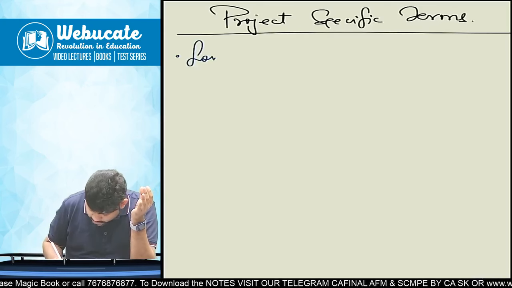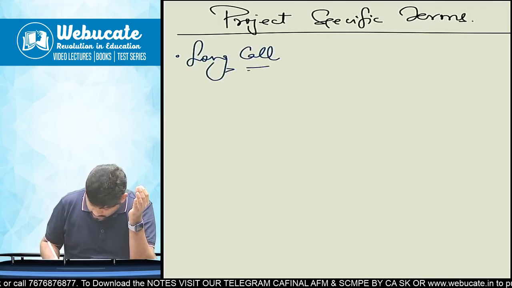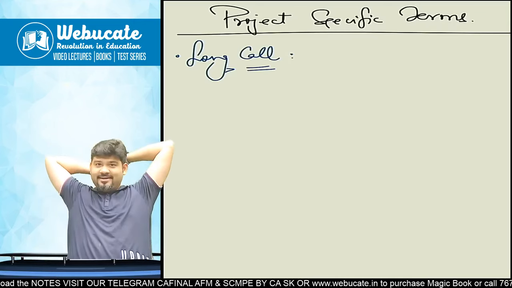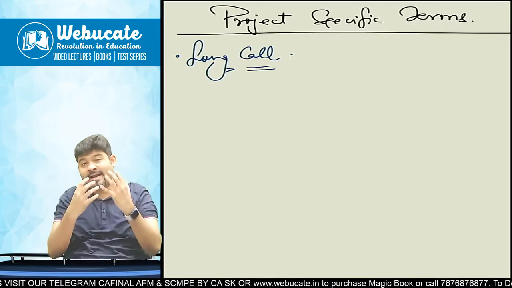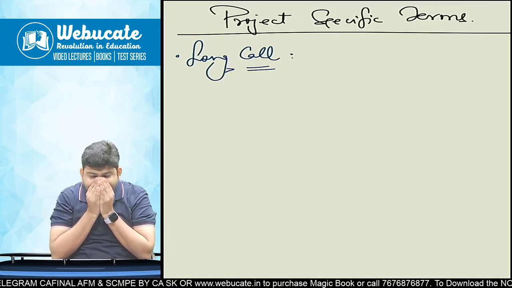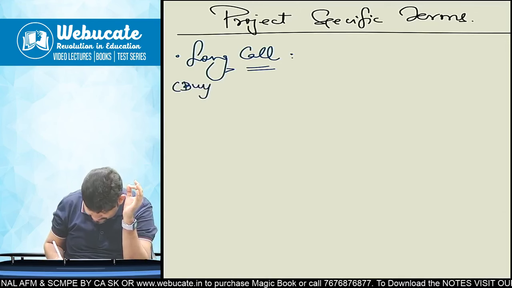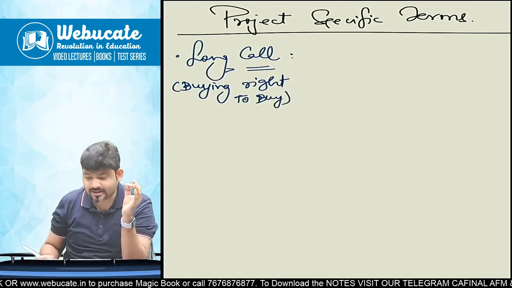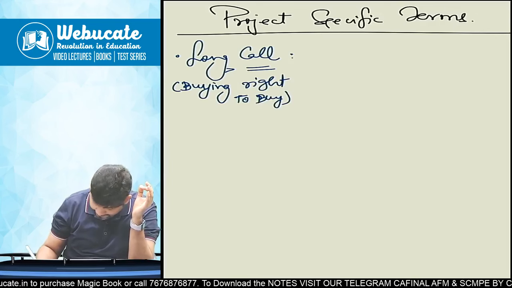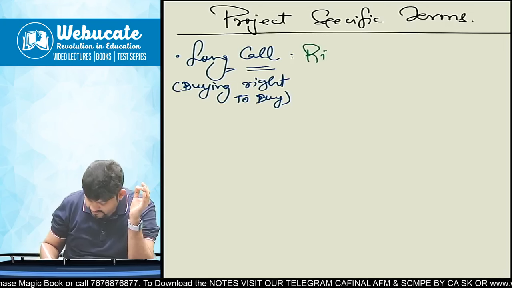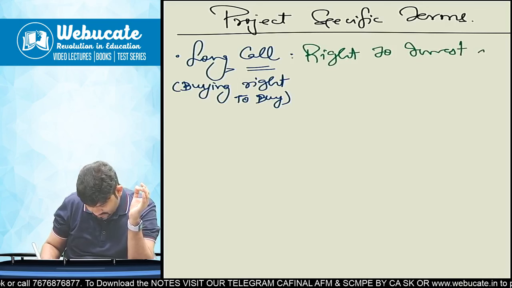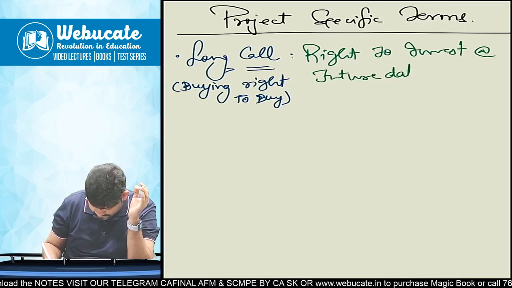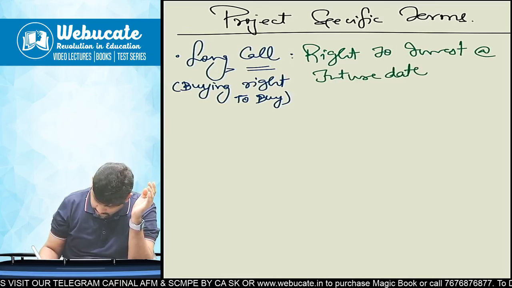So one term that is used here is called a long call. What is a long call? Right to invest at a future date. Long call: right to buy. What is call? What is long? Buying, right to buy. Are you understanding? So this is like buying a right to buy. This is like a right to invest at a future date. Done.